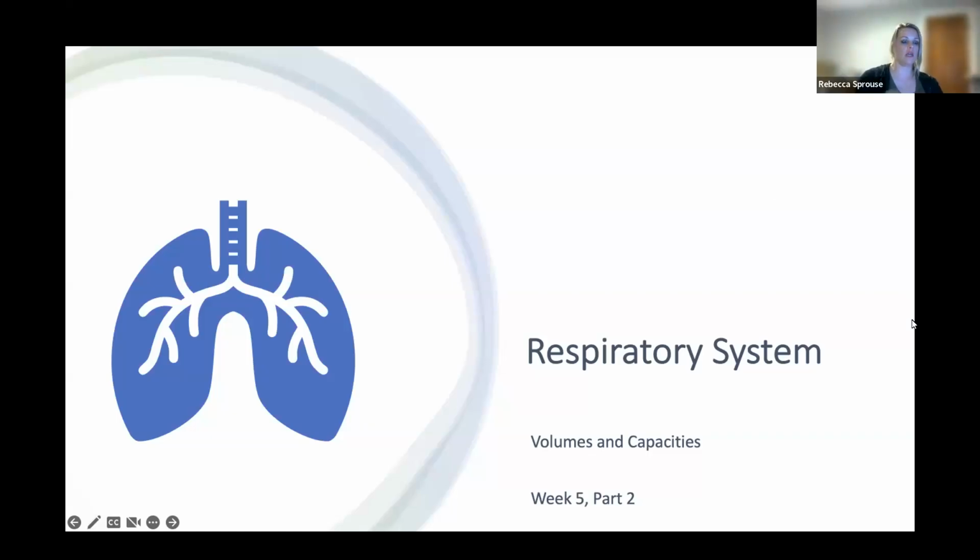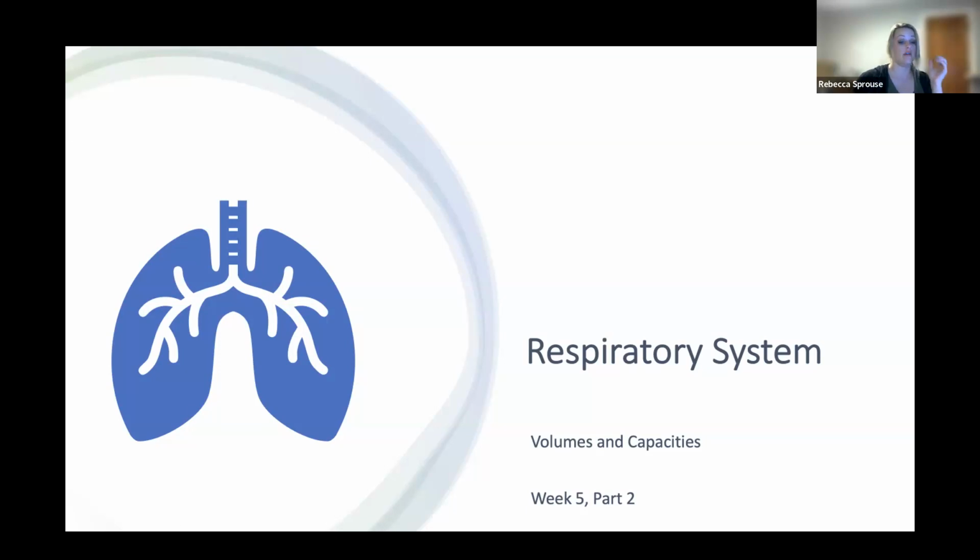Okay, for week 5, part 2, now we need to talk about the volumes and capacities of air that the lung can hold. These things are important when we talk about pulmonary function tests. So a lot of times in the hospital or in the doctor's office, they can run what are called pulmonary function tests or spirometry tests. And that just shows how much air your lungs are able to inhale, exhale, and hold. And then if that's normal or abnormal, they can see kind of what's going on.